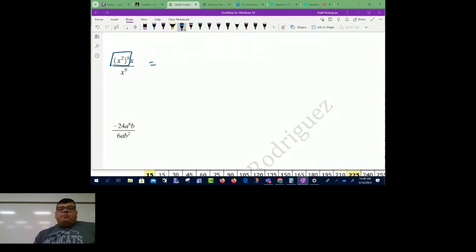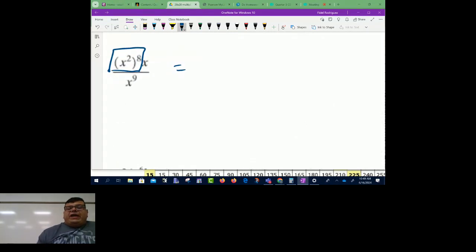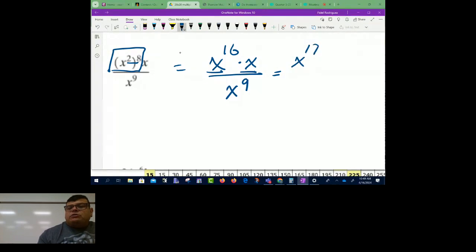Now, again, you'll remember that means we got a power raised to a power, right? So we have a power raised to a power, y'all. We're going to multiply those numbers. That's going to give me X to the 16. There's still another X here, and there's still 9 of them on the bottom. Okay. Now let's see. We got 16 X's here, and we got one more. Y'all, we got a total of 17 X's, right?